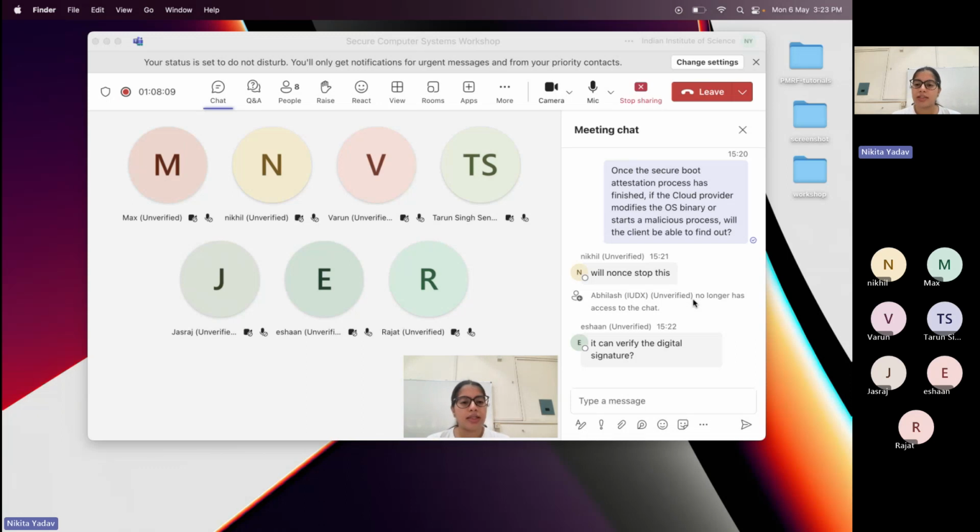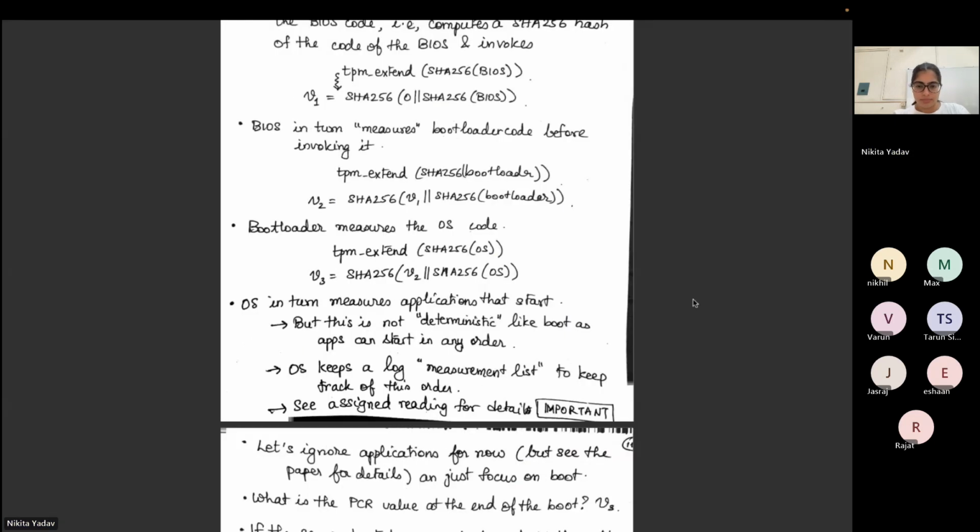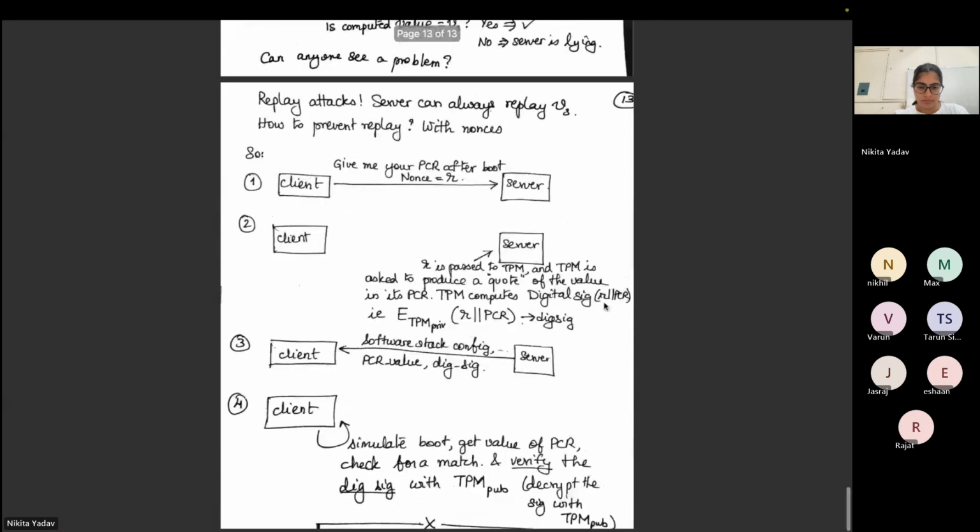It can verify the digital signatures. Yeah, the digital signature was useful actually. The digital signature over this value of nonce plus the PCR was giving us the guarantee that this value is indeed generated by the TPM upon request, and the request had this ID R.